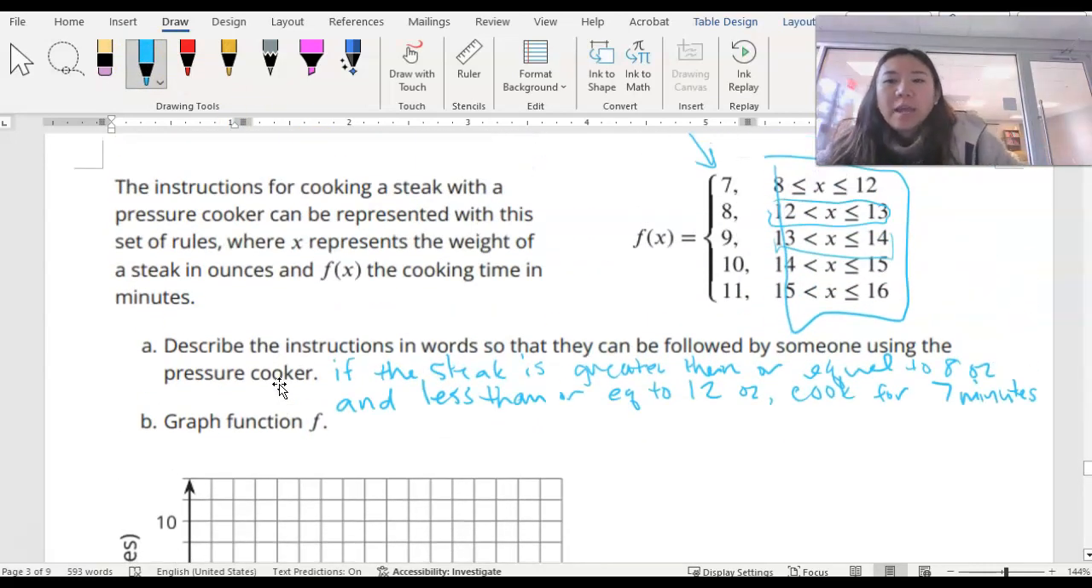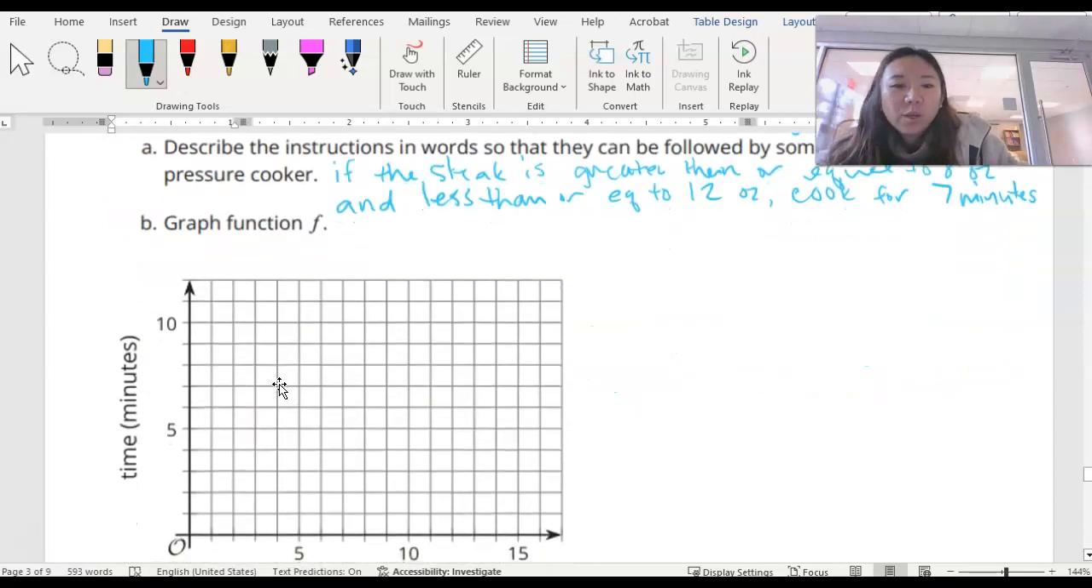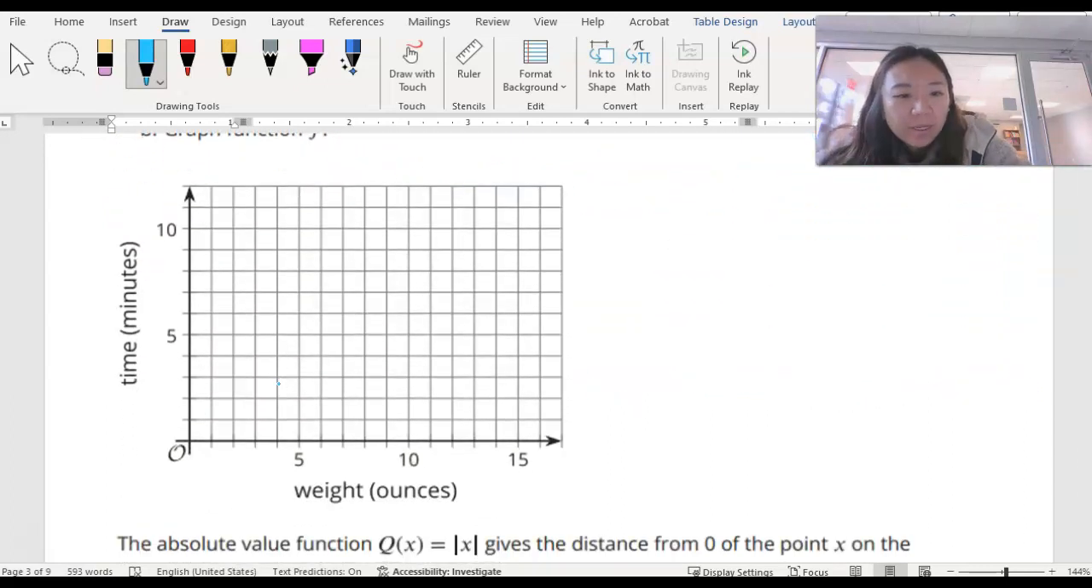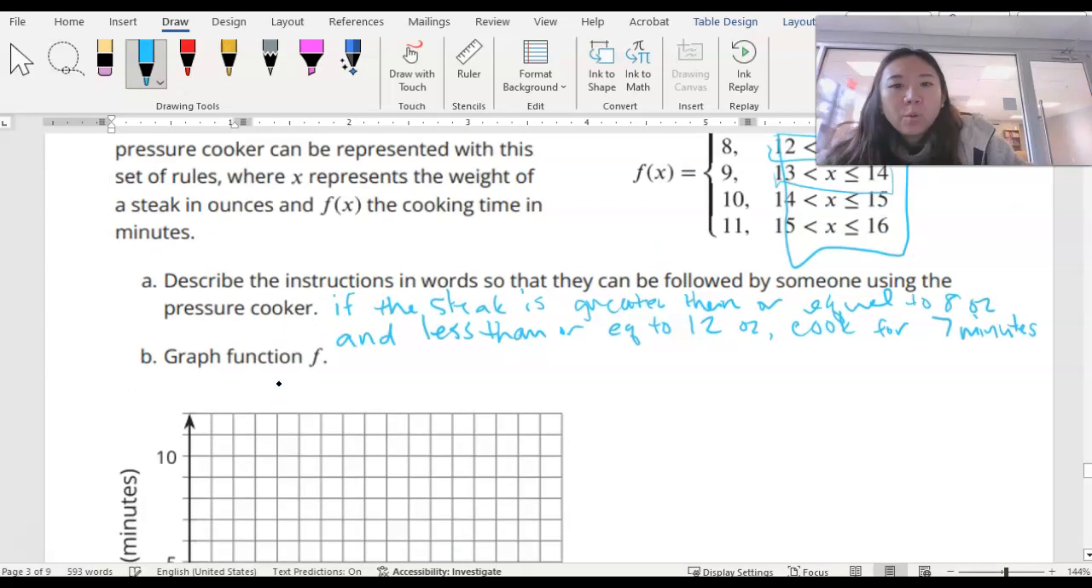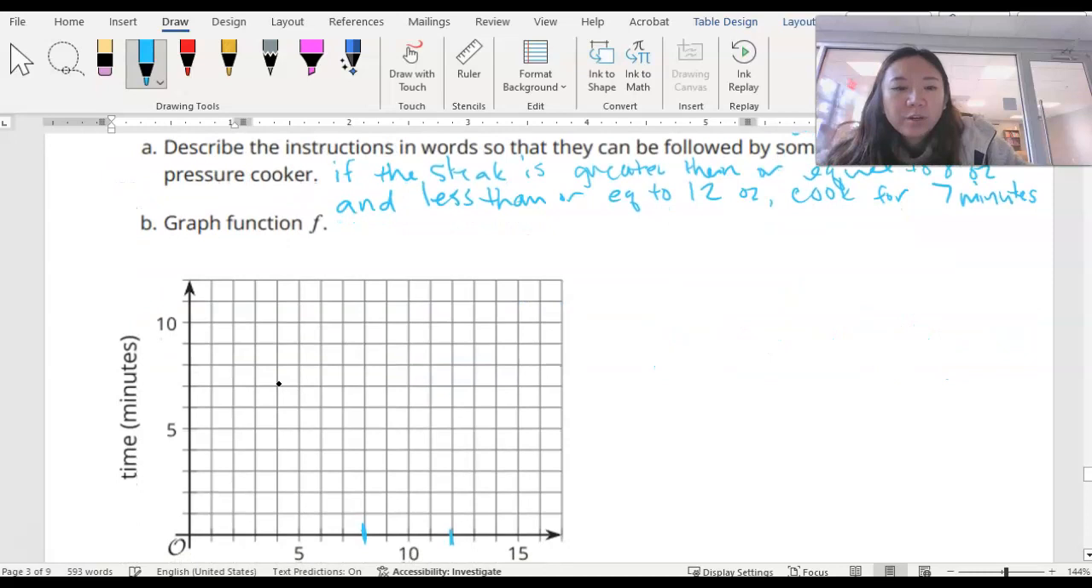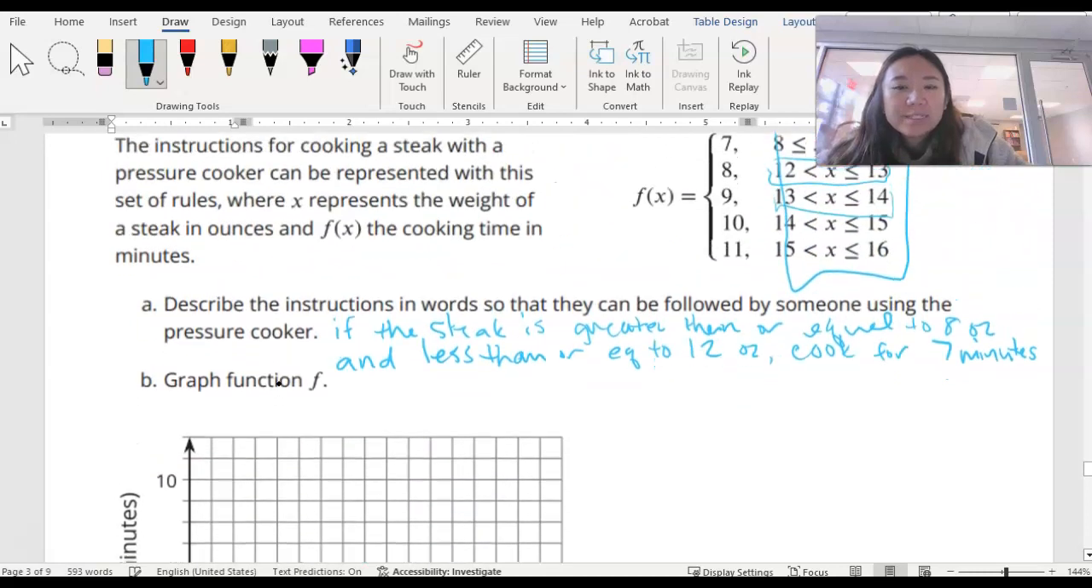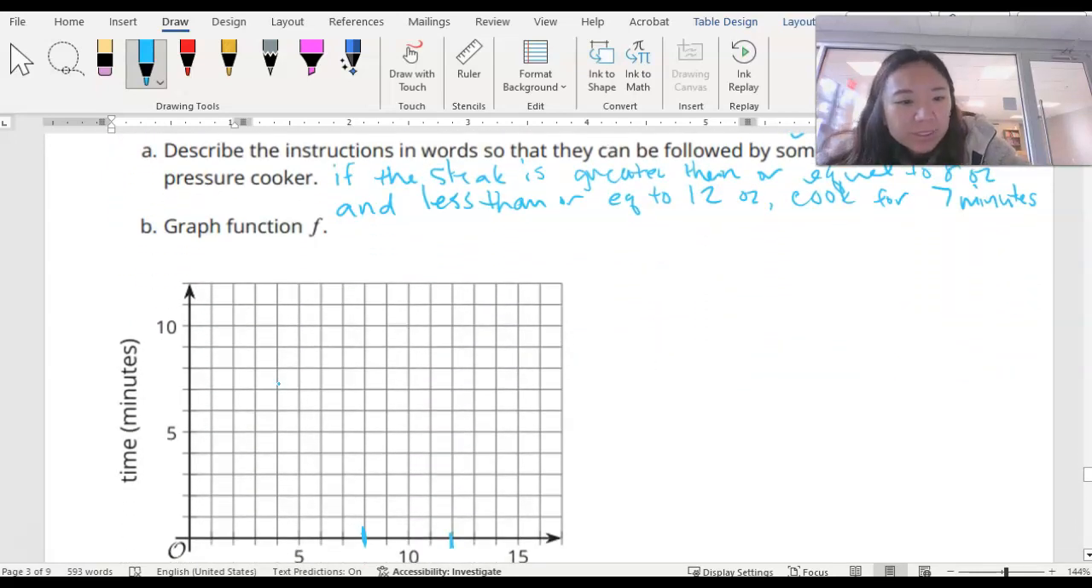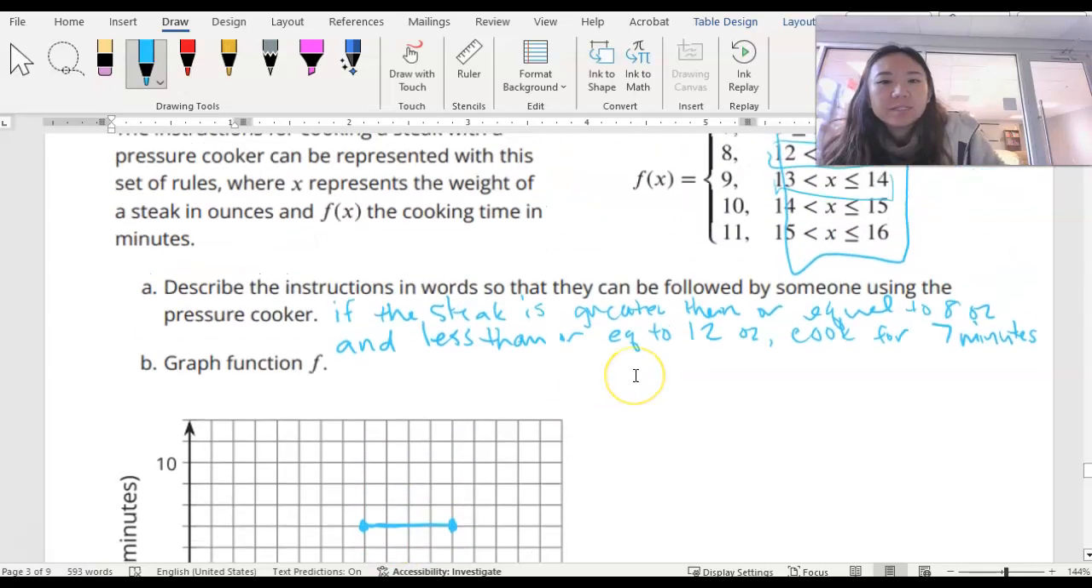So let's start between 8 and 12 ounces. So that would be here and here. And it's including, because it's greater than or equal to and less than or equal to, it is 7 minutes. So I'm going to go up to my 7-minute mark, fill in my bubbles, because it's including, and draw my line in between. All right, so any ounce of steak that is between this area in the X value is going to be for 7 minutes.